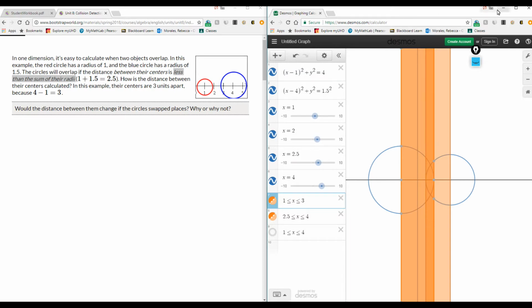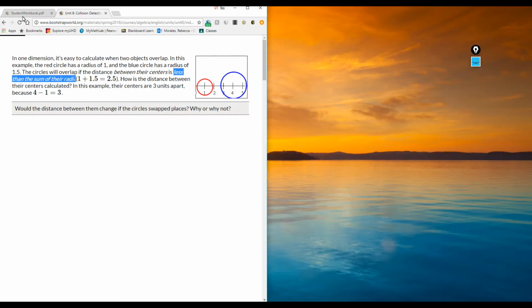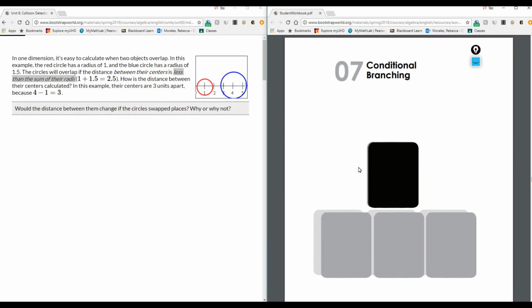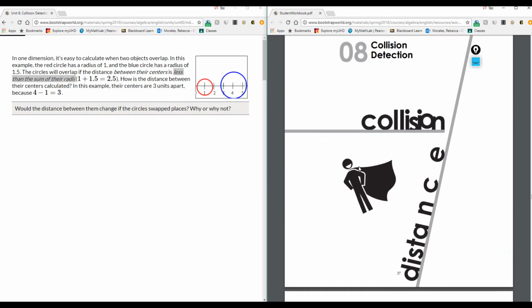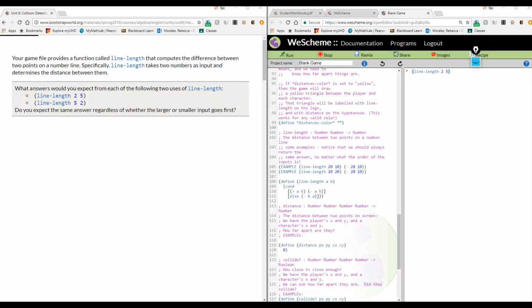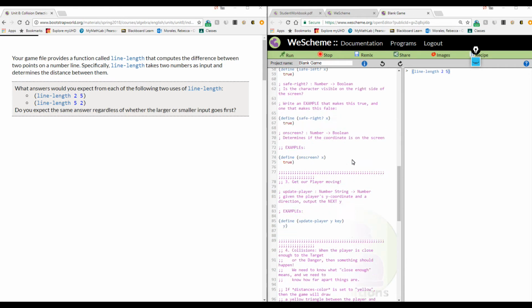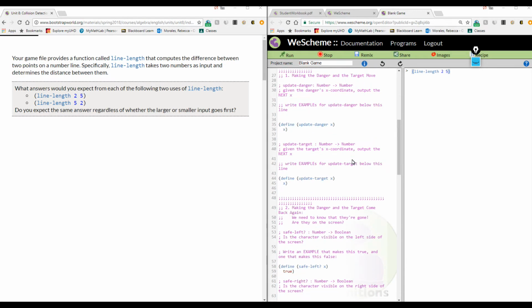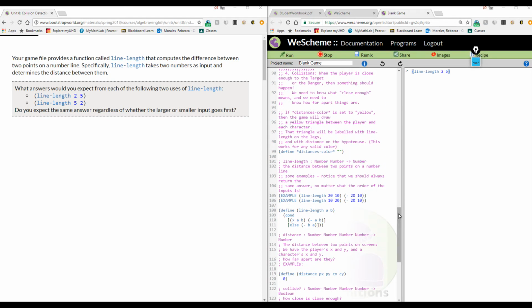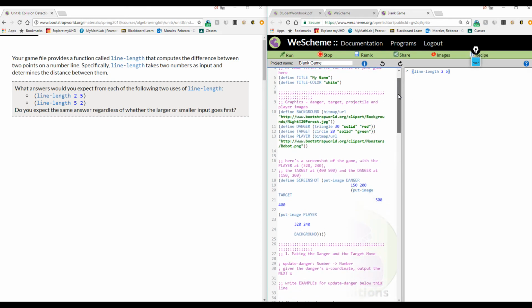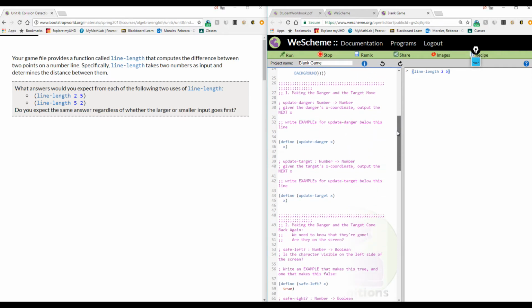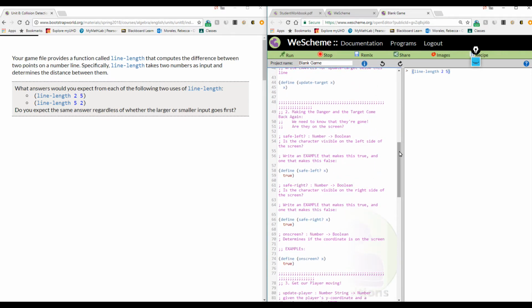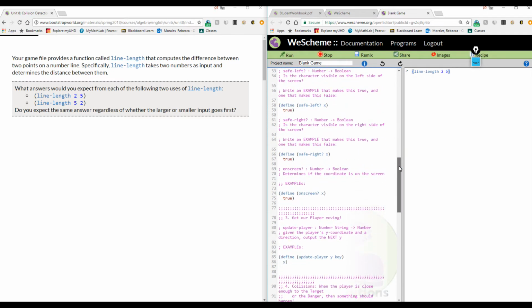So as we go through the lesson, hopefully that will become clearer. It's kind of a strange idea to work through, but it is something that you guys need to explore, and they have the math here for you as well. If I open up the blank game file and scroll down, your game file should not be blank anymore. You should of course have been saving, and you should have your graphics filled in, your update danger and update target filled in, your safe left, safe right, and on screen.